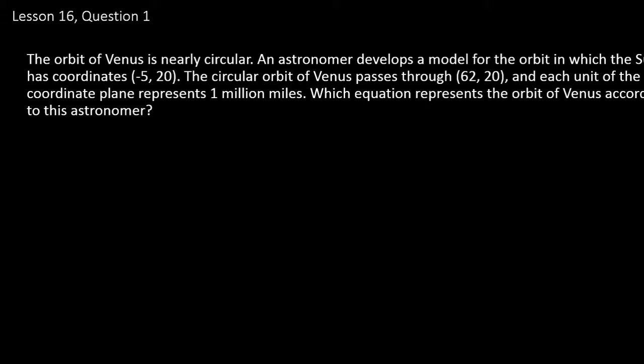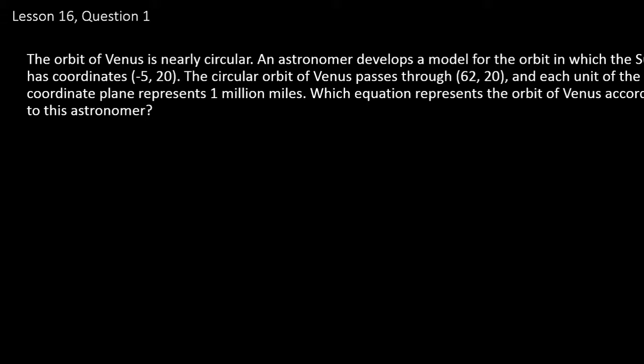Okay, so here's our question. It tells us that the orbit of Venus is nearly circular. An astronomer develops a model for the orbit in which the sun has the coordinates (-5, 20), and the circular orbit of Venus passes through (62, 20). Each one of the units represents 1 million miles. So we need to find an equation that represents the orbit of Venus according to this astronomer.